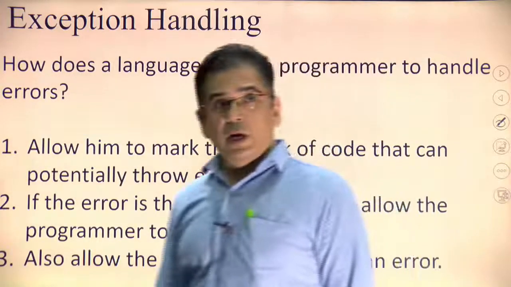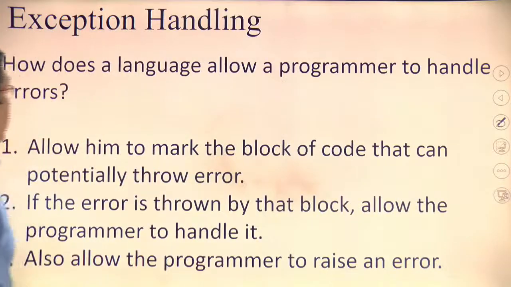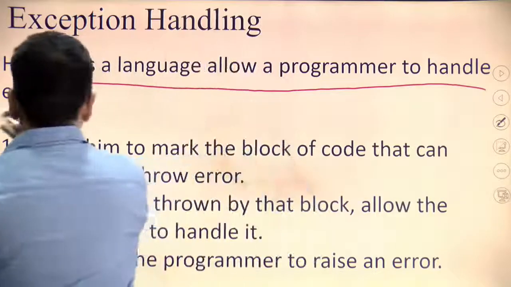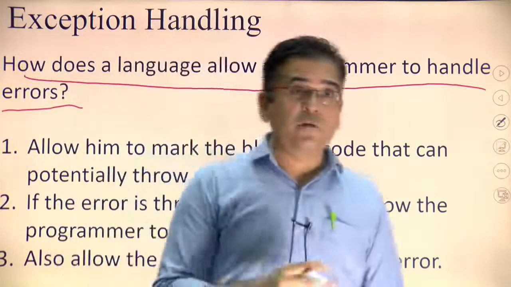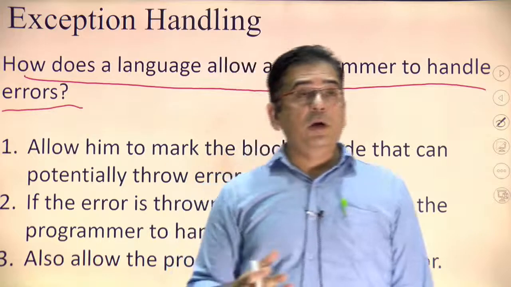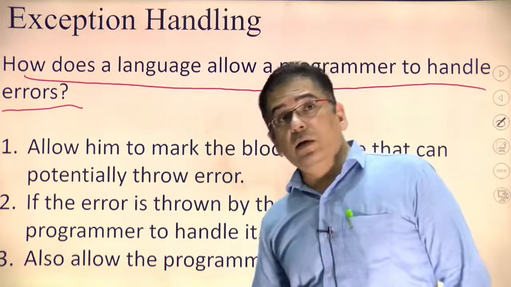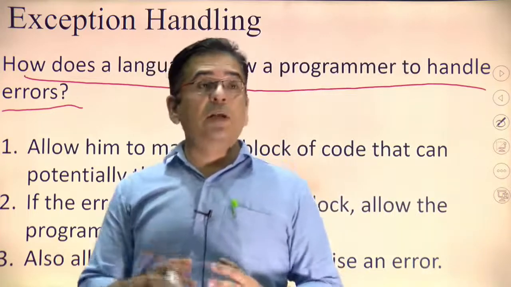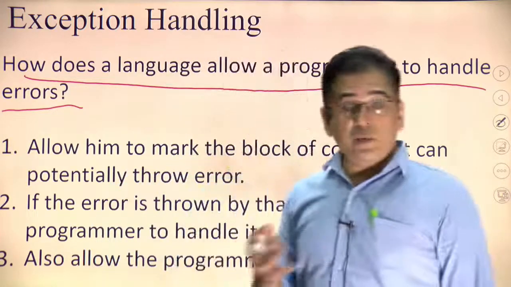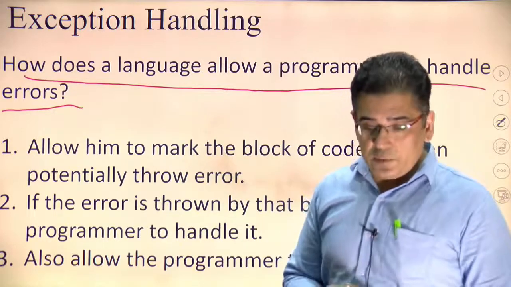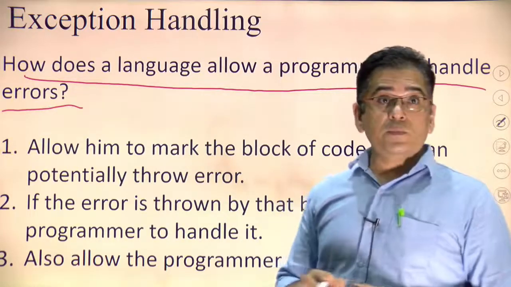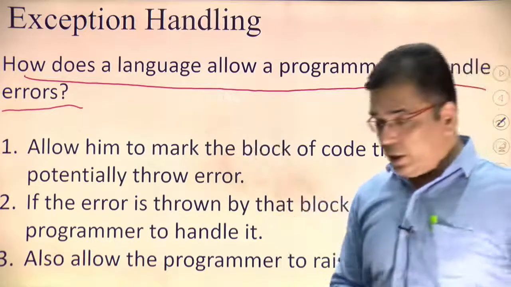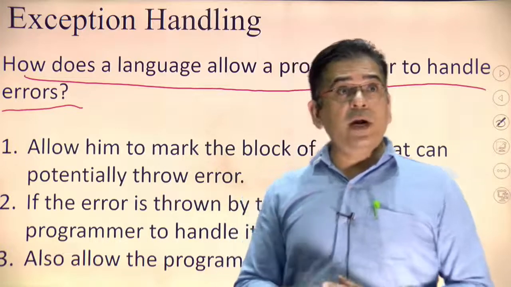One more question arising related to error or exception handling. How does a language allow a programmer to handle errors? Now I am a programmer, I have written a program for a particular problem statement, and I am trying to execute this program, and an error arises in that program. So how does a language like C, C++ or Java give you the functionality to handle the errors which occur at runtime? How can you handle these errors?